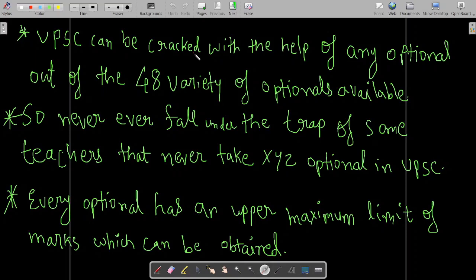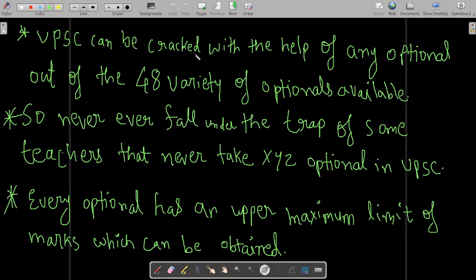The idea that you must choose the optional in which you have graduated, no, there is no such restriction. There is no compulsion that you should choose the same optional from which you graduated. For example, if someone is a BA in history honors, it is not necessary that he should only take history optional. There is no such compulsion from the side of UPSC.